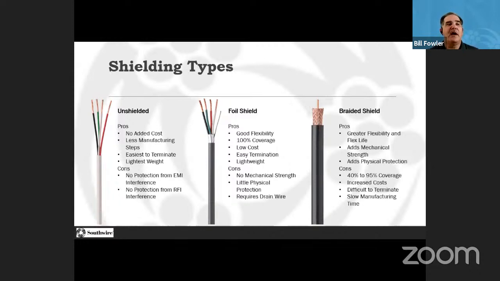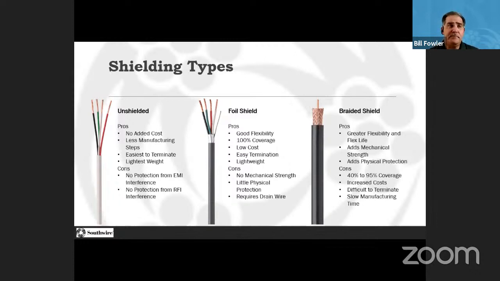Because when we get into coax cable, that single conductor there is really an antenna having a signal sent down it. So it's a big antenna, so that braid keeps that signal contained within that coaxial cable.